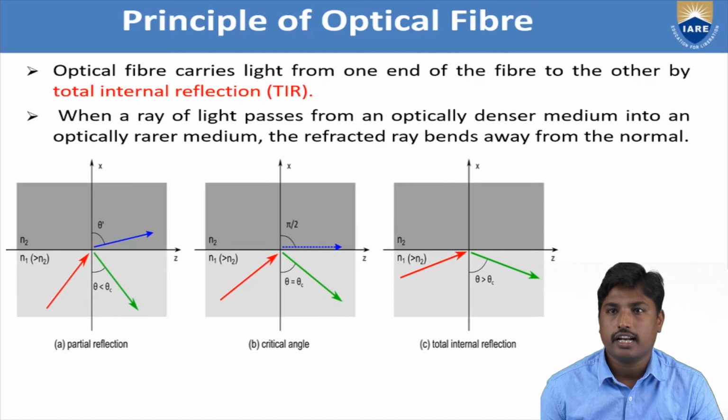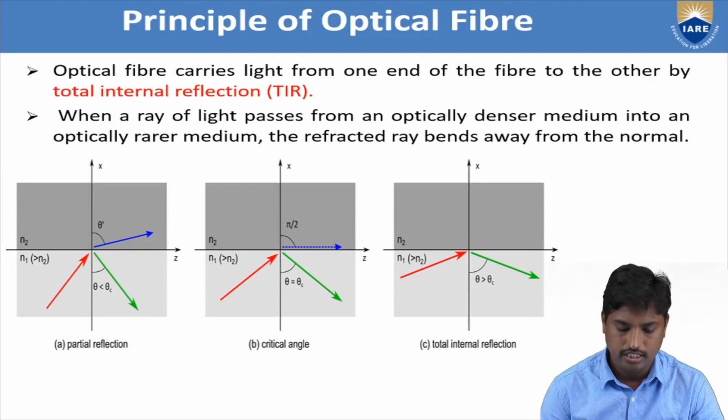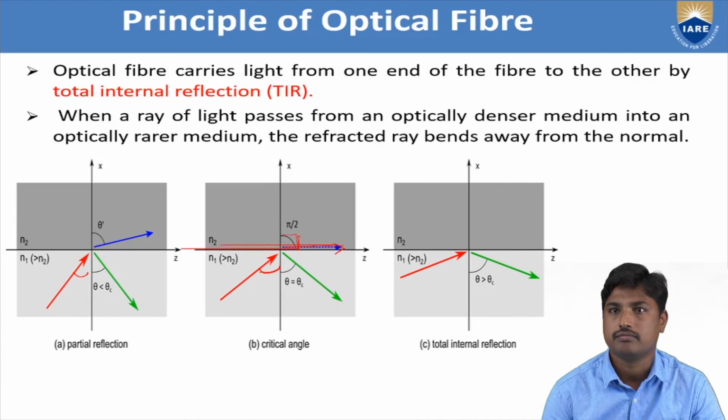So in the second diagram, the angle of incidence increases. The red arrow marks indicate the angle of incidence, and compared to the first, the angle of incidence is greater. In that case, the refracted ray travels along the surface of the medium and makes an angle of 90 degrees. This angle I am calling the critical angle, theta c.